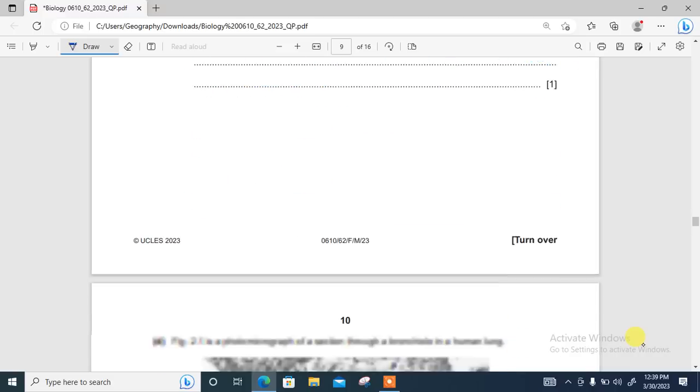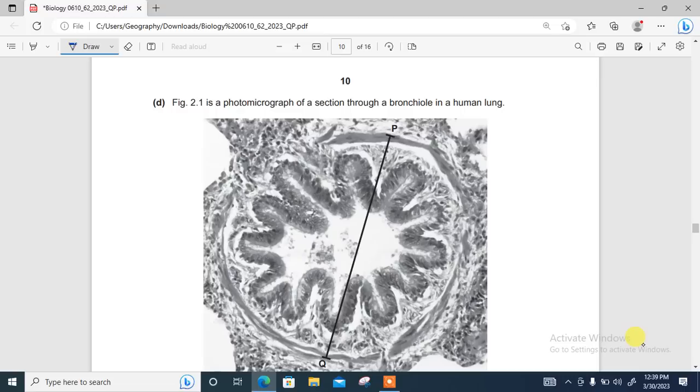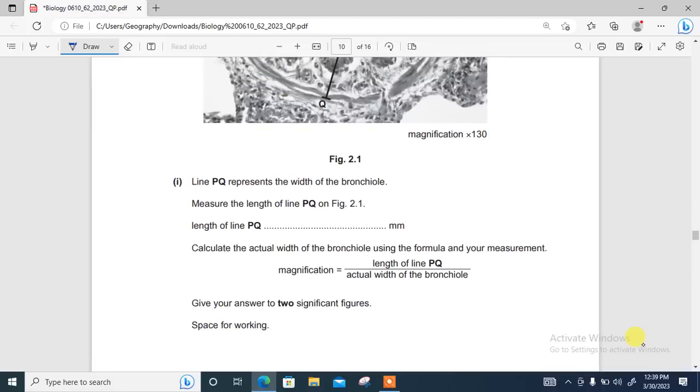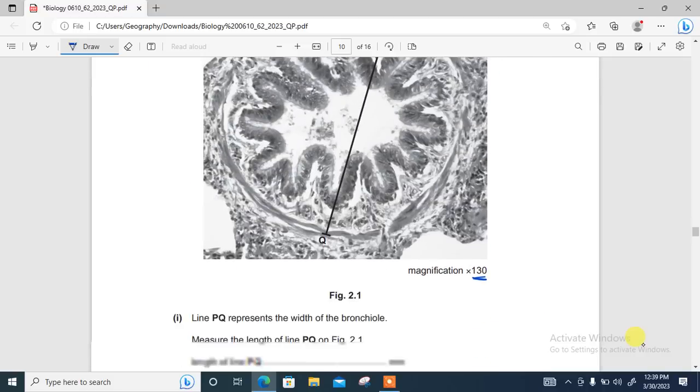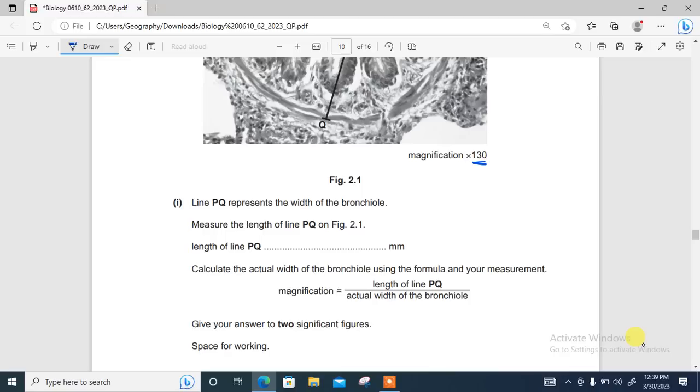That's all. Now here we have figure 2.1, a photograph of a section through the bronchioles in a human lung. Now they give us the magnification here to be 130. They said line PQ represents the width of the bronchiole. So this is line P to Q. The first question is we should measure the length of line PQ on figure 2.1.